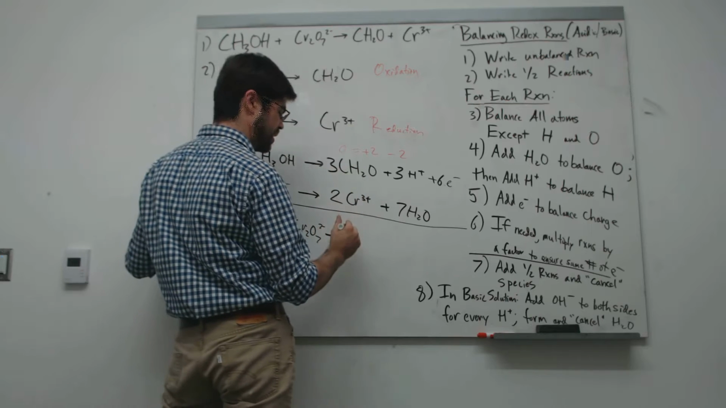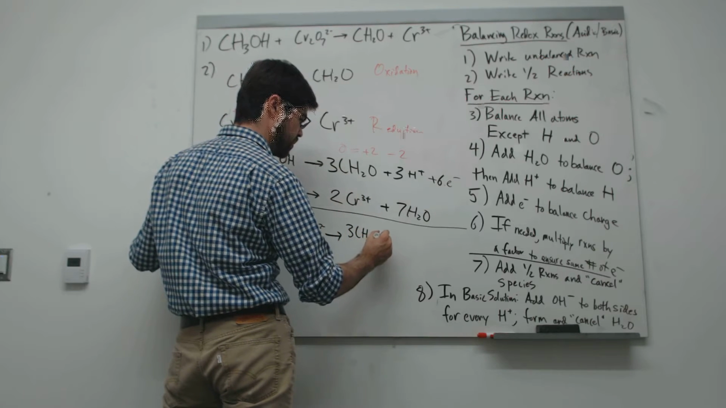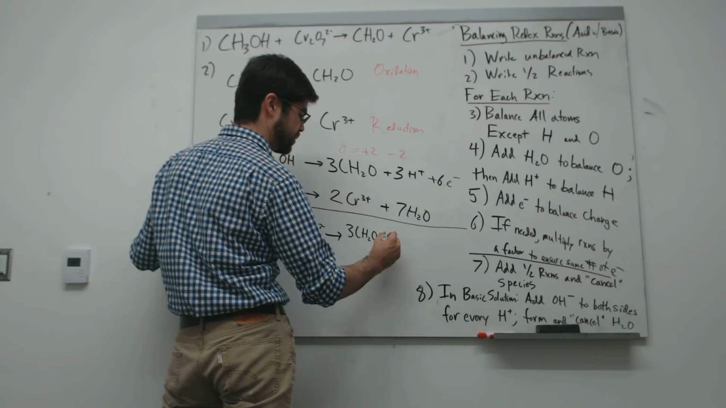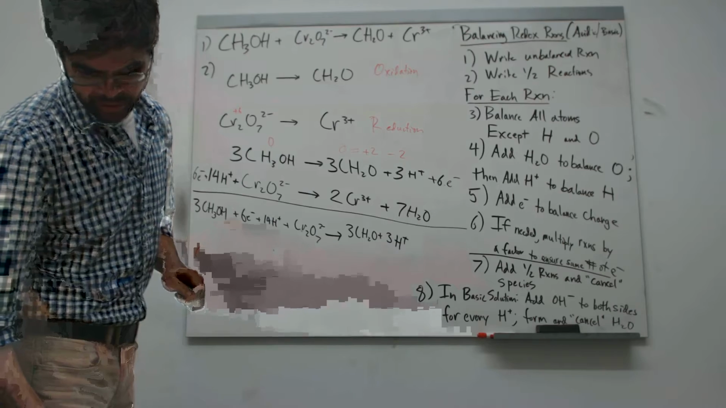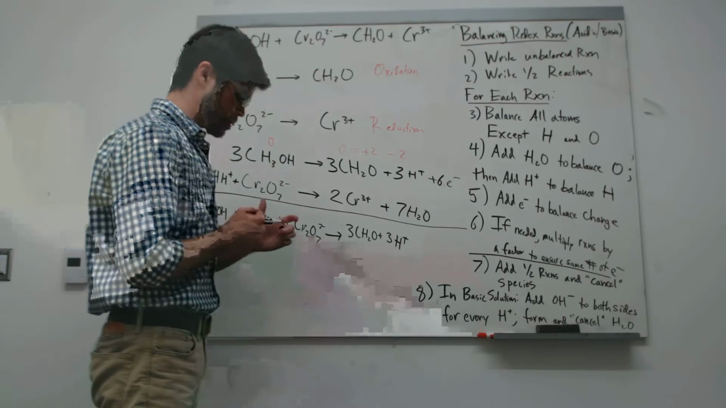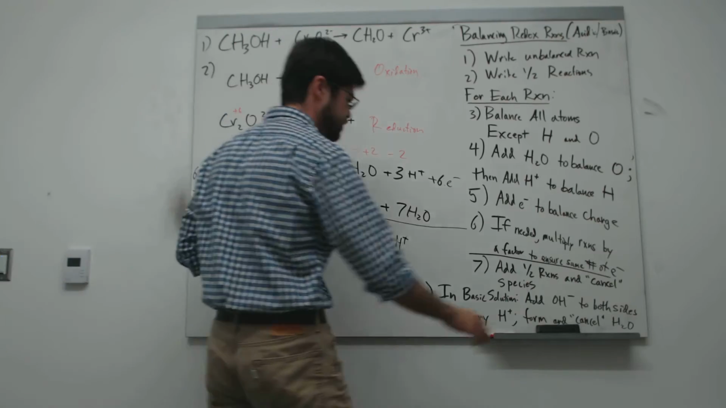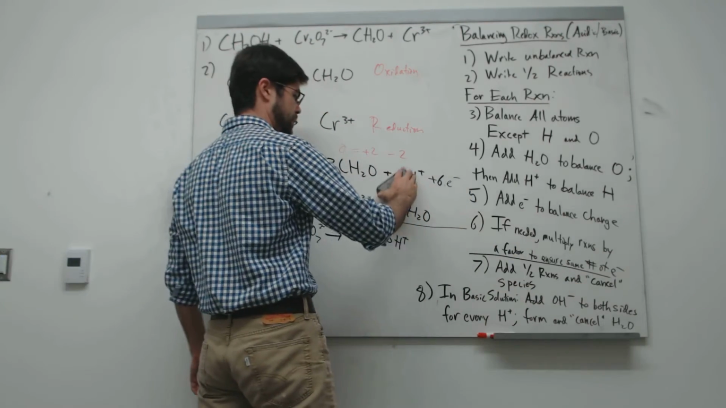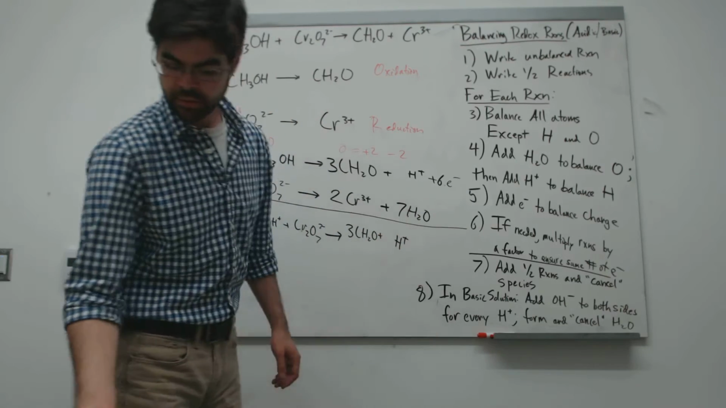That goes into 3 formaldehyde molecules, plus 3 H plus ions. Actually, let me make sure I got that right. No, that should be 6 H plus ions. I wonder why that looked strange. Sorry, I apologize. I screwed up when I was doing my multiplication. So that should be 6.